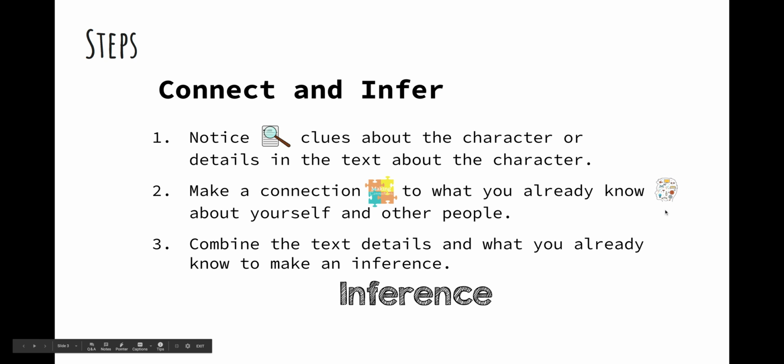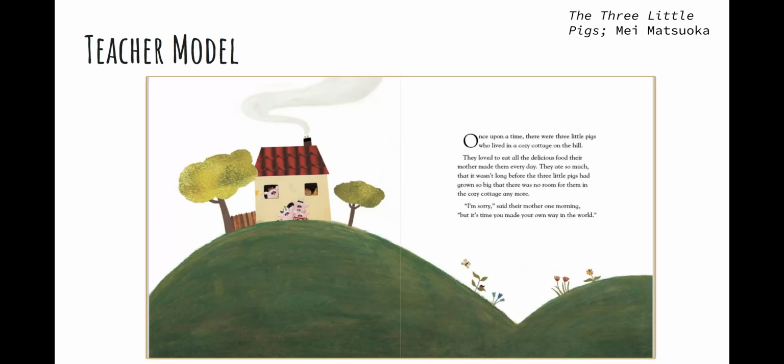You can see my little icon here. And I'm going to be thinking about what I know when somebody acts or does or says something the way that a character is doing it. And that will help me to make an inference. I'm going to combine what the text says or the clues in the text with what I already know to make an inference. So watch as I model this in a familiar text. This is 2 pages from the Three Little Pigs, and I'm going to look at this from a different perspective today. I'm going to be reading to make an inference about how the mother feels.